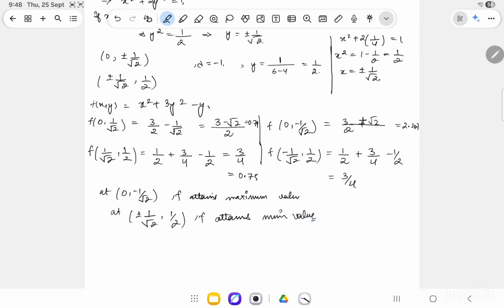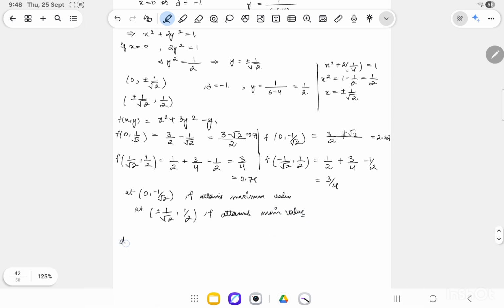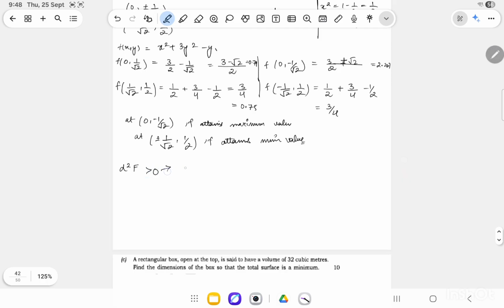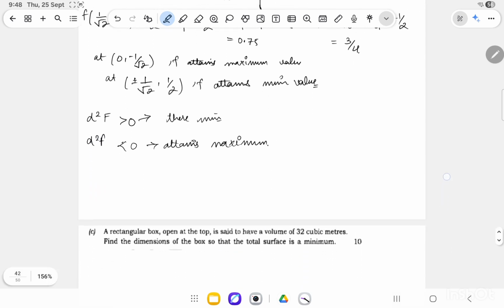Now this is one way to check. Other can be, you can just find out its second order total derivative of f and then check at specific points, based on the sign. If it is greater than 0, then there it attains minimum, and if it is less than 0, then there it attains maximum. So based on it you can say whether it attains minimum or maximum.